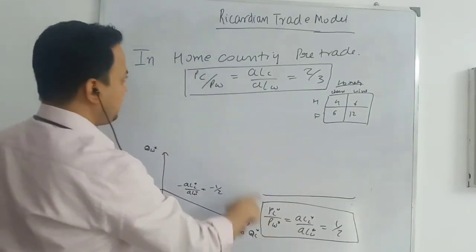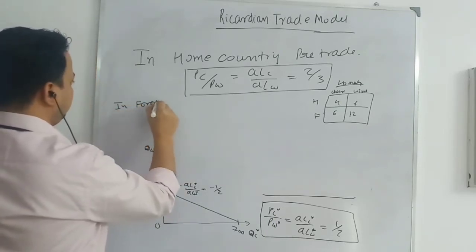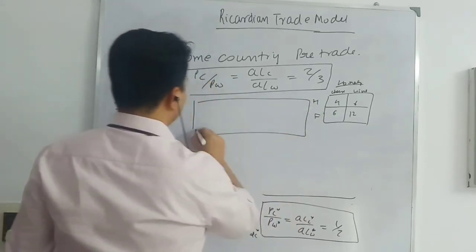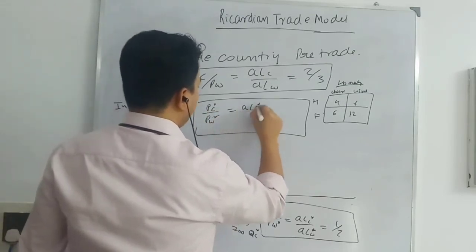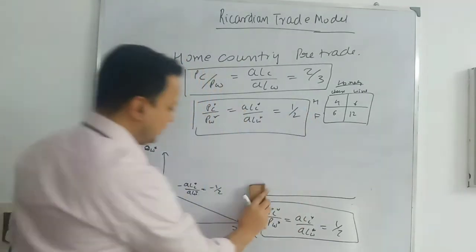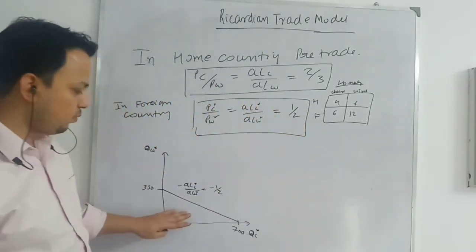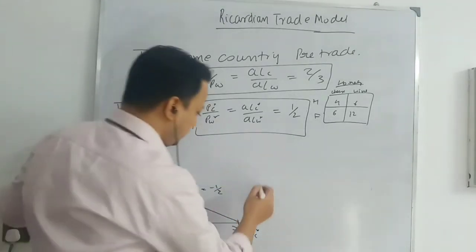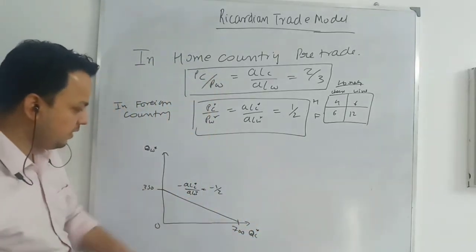So you remember what I wrote down here. In the foreign country, you will have the relative price of cheese PC star over PW star equal to ANC star over ANW star equal to 1/2. This you will have in the foreign country. Now, this is the production possibility frontier you have in the foreign country. Let me draw here. Home country I am drawing here, for specification purposes. So 350, 700. Remember this one.